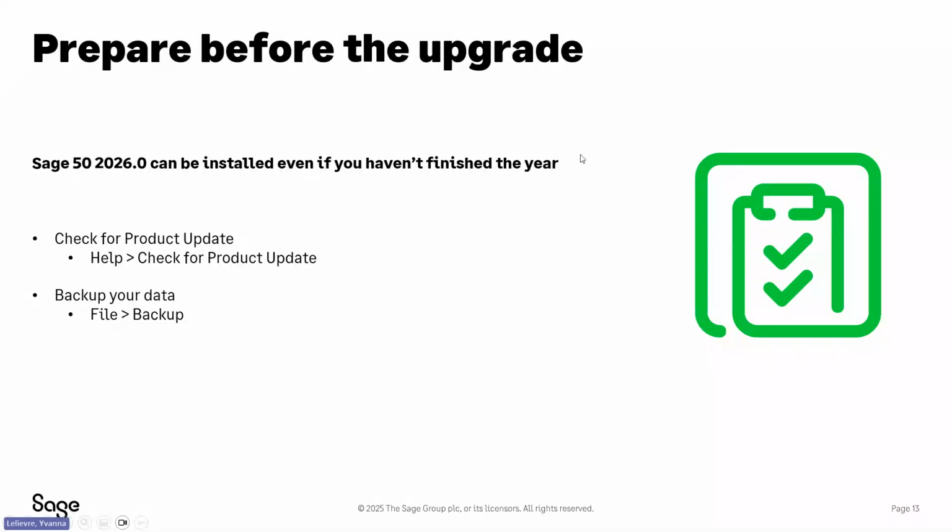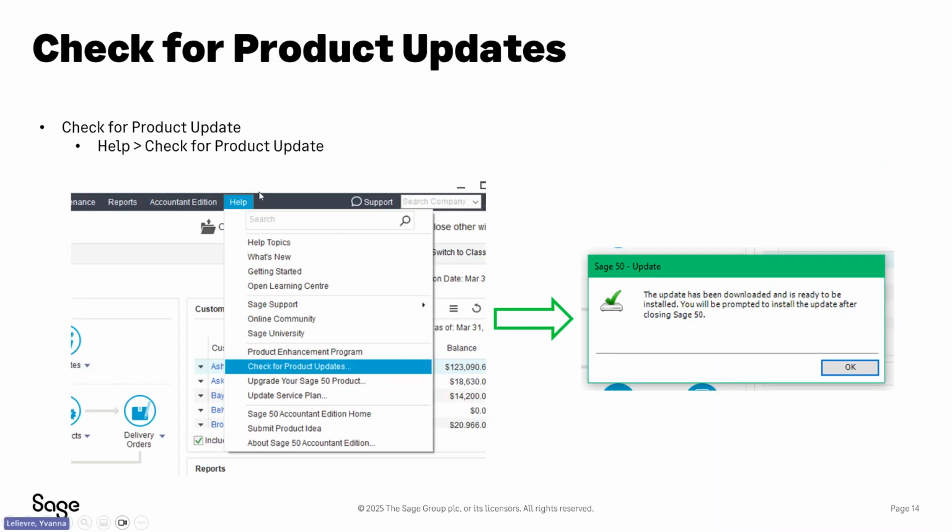So to easily install the update, from within the 2025 software, you can check if the update is available to you. You can go in the Help menu, Check for Product Updates. And before doing an update, you should back up your files. If the update is available, you will have this message saying that the update has been downloaded and is ready to be installed.